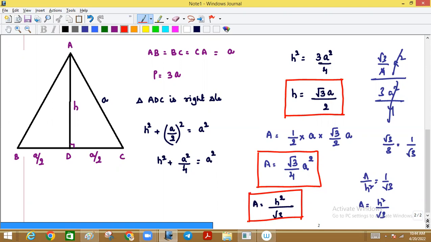All the angles in an equilateral triangle: angle A is equal to angle B is equal to angle C is equal to how much? All of them are 60 degrees. Right?